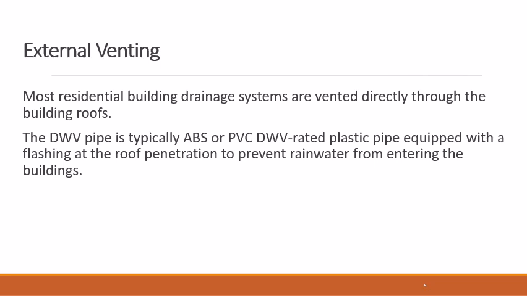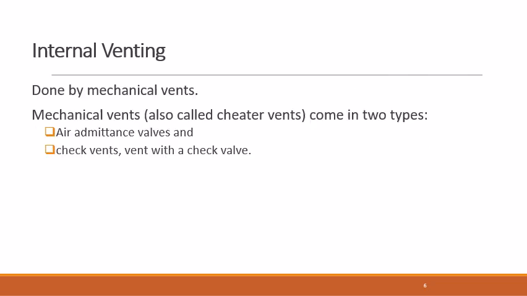The DWV pipe is typically ABS or PVC DWV-rated plastic pipe equipped with a flashing at a roof penetration to prevent rainwater from entering the building. Next is internal venting, which is usually done by mechanical vents. The mechanical vents are of two types, that is, the air admittance valve and the check vent.